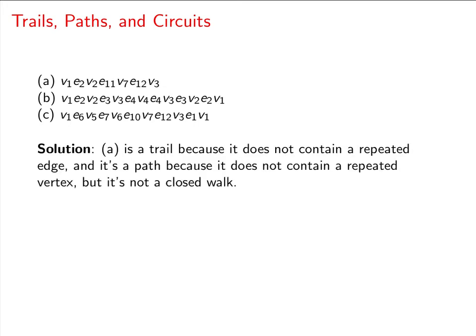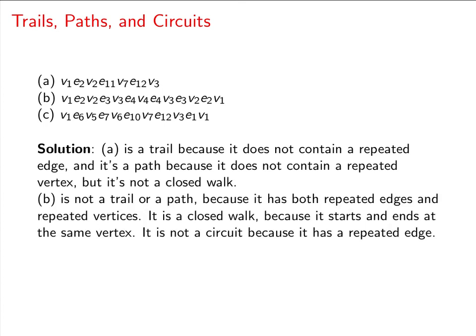Okay, the walk in A is a trail, and that's because it does not contain a repeated edge. It's also a path because it does not contain a repeated vertex. However, it's not a closed walk because it doesn't end at the same vertex that it started on.